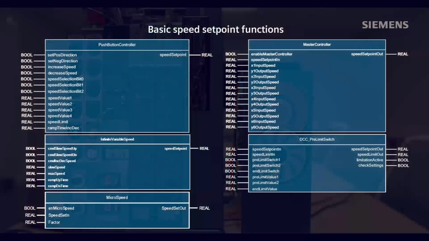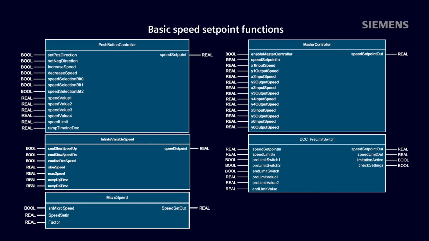Now, you're ready to utilize the basic speed set point functions as well as microspeed and prelimit control that are included in SIMOCRANE BT V5.0.